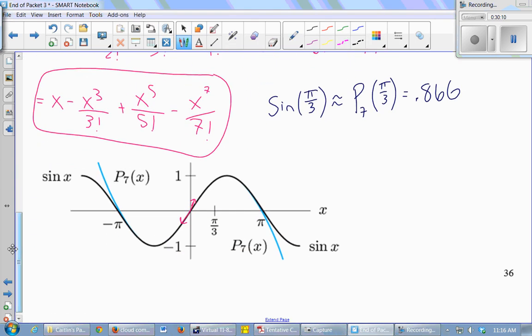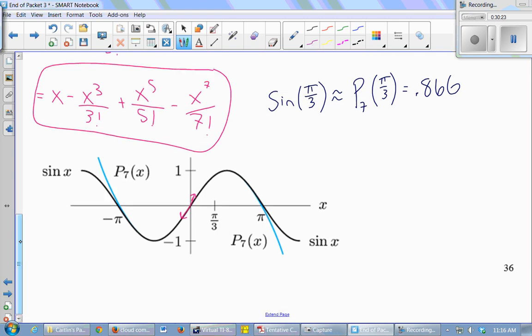This is actually how your calculator finds values of sine and cosine and log and e. It uses polynomials, right? Because otherwise it would have to use tables or it would have to know the unit circle, right? This is what your calculator does.